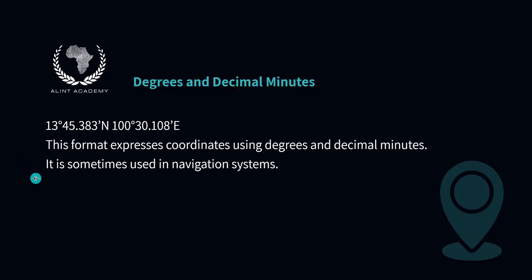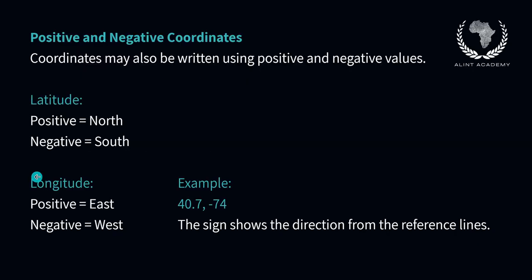Coordinates can also use positive and negative values. Latitude, positive for north, negative for south; longitude, positive for east, negative for west. For instance, 40.7, -74 indicates a northern latitude and western longitude.